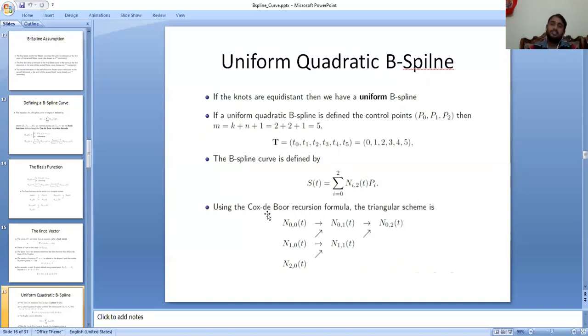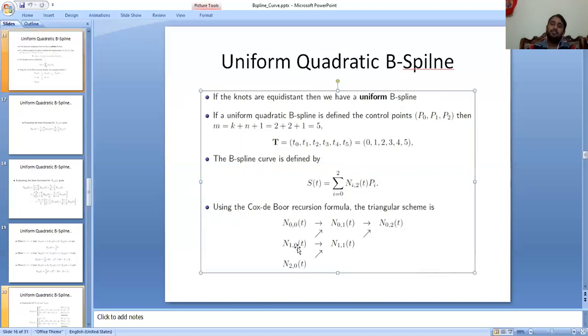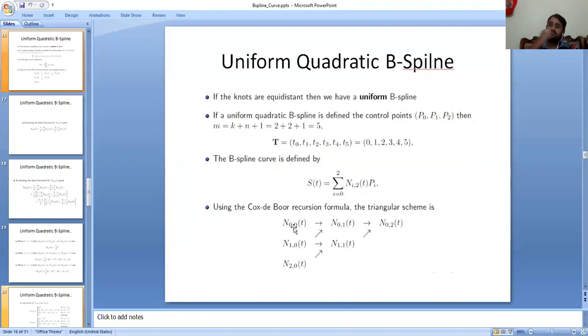Using the Cox-de Boor recursion formula, the triangular scheme, as I have told you, whenever the value will be 0, you can see in this column that it is 0, 1 and 0, 0, 0 and 0. So this column will contain either 0 or 1 value of this function. And this value, that is N0,1(t), will depend on these two values.